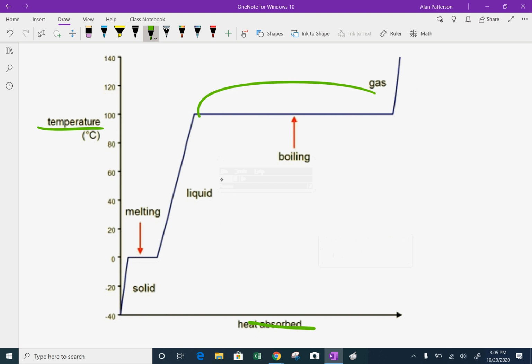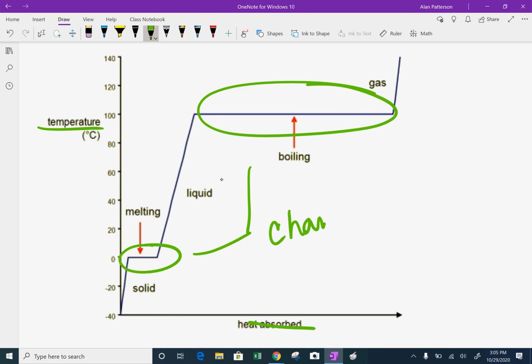Now let's consider these 2 areas on the graph. Notice that they are flat. All right, so what's going on here? These are changes of state. So we're melting in the first one, and then we're boiling in the second one. So why does the temperature not change there? Well, let's think about that for a second. That would mean that the particles are not changing their kinetic energy. They're not speeding up. But we're adding energy to them. They should speed up. What we're doing is overcoming intermolecular forces.